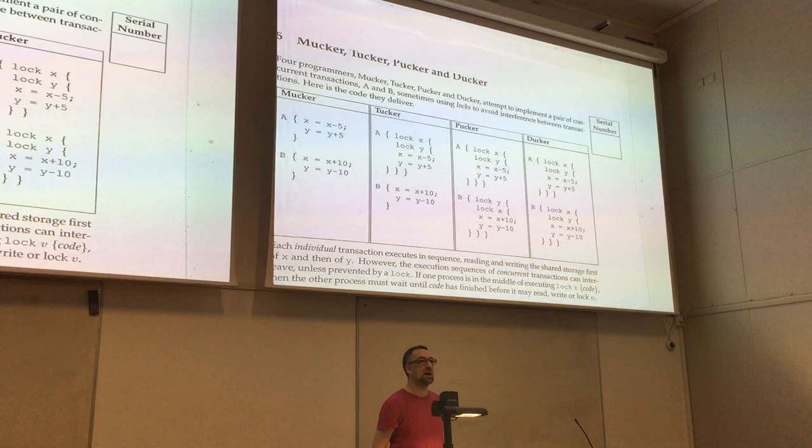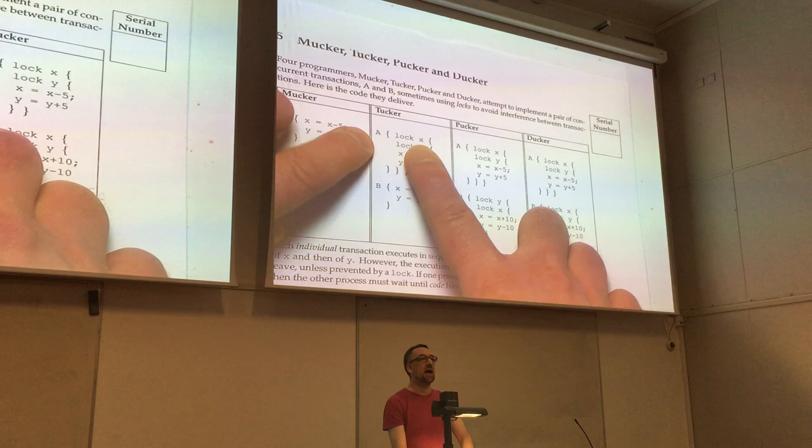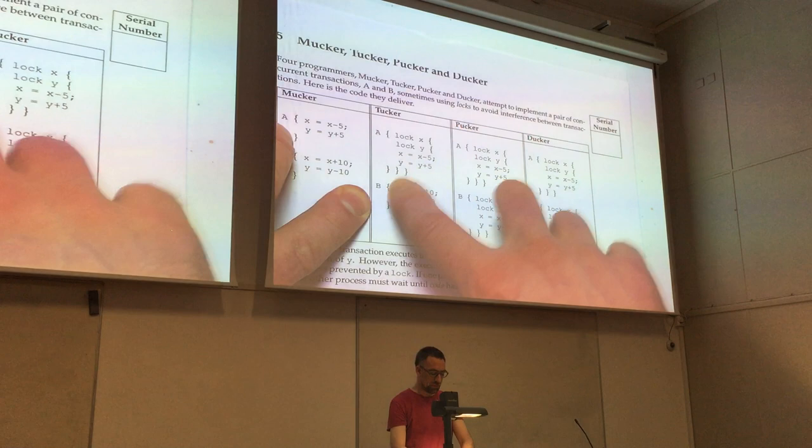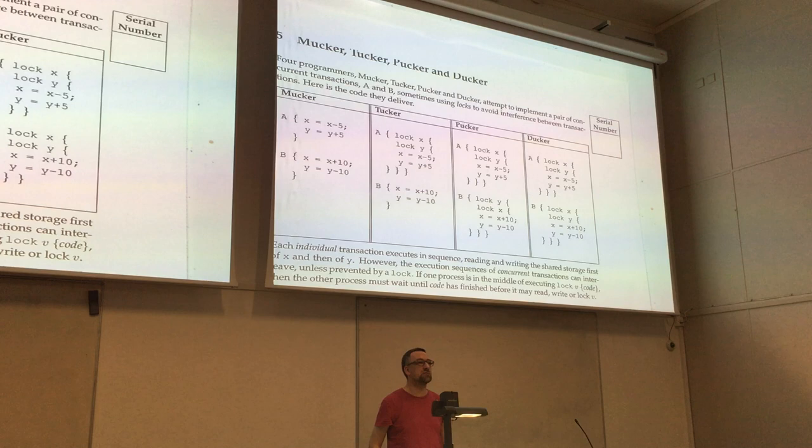Okay? Does that make sense? So, only one process can lock a variable at one time. That means if A successfully takes the lock for X, then B is not allowed to do anything to X while the code in the curly braces is happening. Now that doesn't mean things necessarily get stuck, it just means that B has to wait until the lock is released.